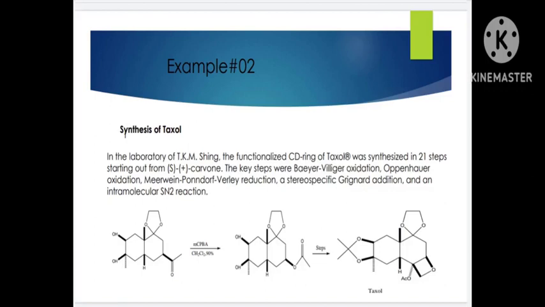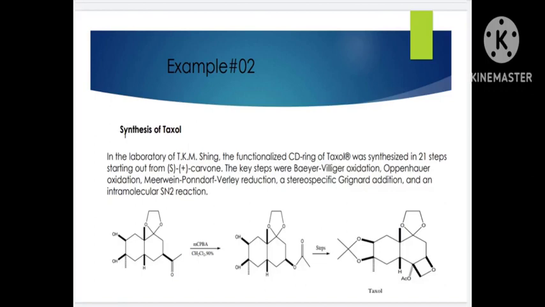Here, some key steps are mentioned in the synthesis of Taxol. There is a Baeyer-Villiger oxidation, as we have discussed here. Oppenauer oxidation, which is basically oxidation of secondary alcohols to ketones. And Meerwein-Ponndorf-Verley reduction, which is a reduction of aldehydes and ketones to their corresponding alcohols in the presence of aluminium alkoxide as a catalyst, and alcohols like methanol, ethanol or glycerol can be used. And Grignard addition, intramolecular nucleophilic substitution reaction.